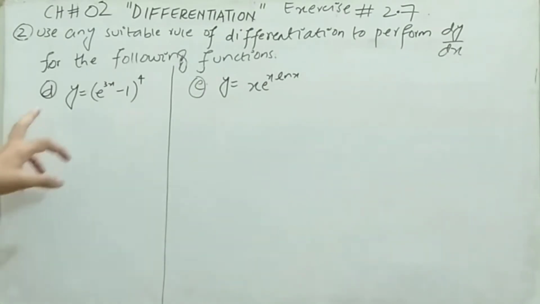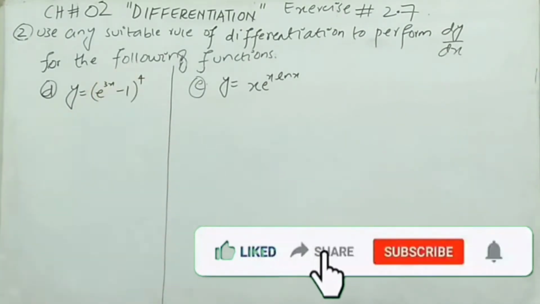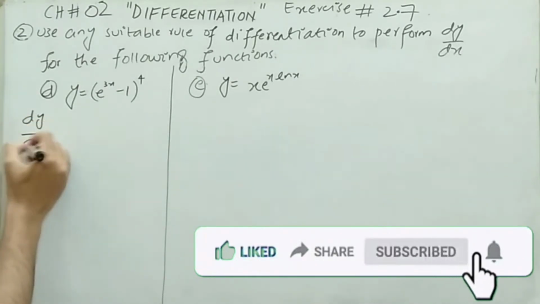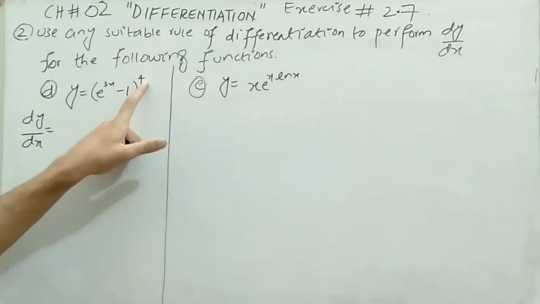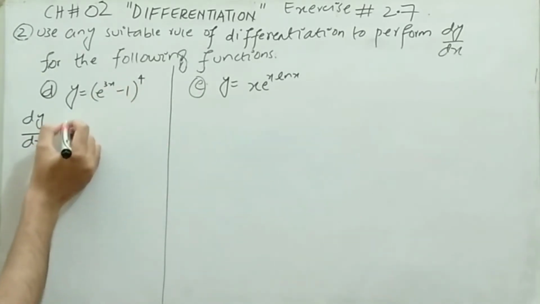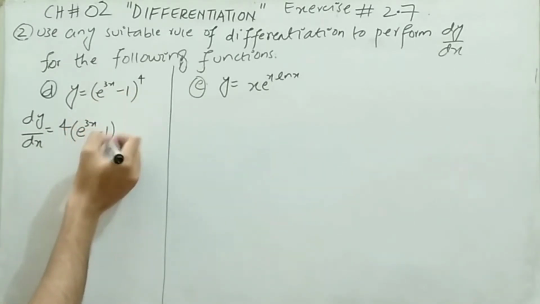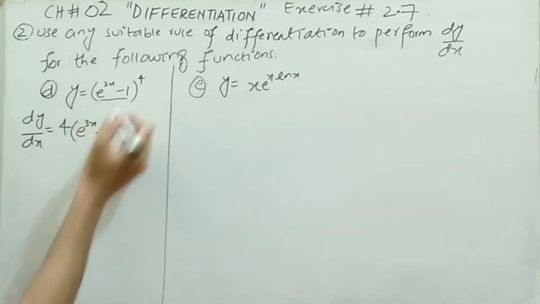Now move toward part D. It tells that y is equal to e power 3x minus 1 whole raised to the power 4. Find the differentiation of this function. Taking d by dx on both sides, dy by dx will be, first using the generalized power rule, the power comes to the front, and we subtract 1 from the power. So e power 3x minus 1 becomes 4 minus 1 gives us 3. After this, take the derivative of this inner function.